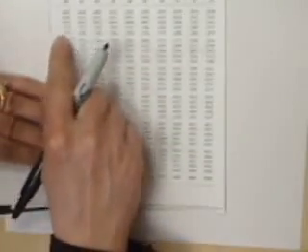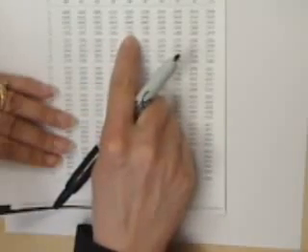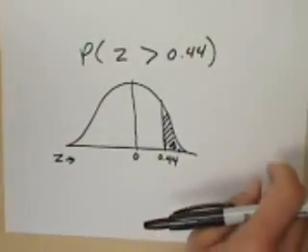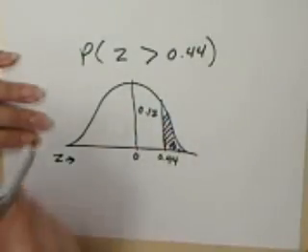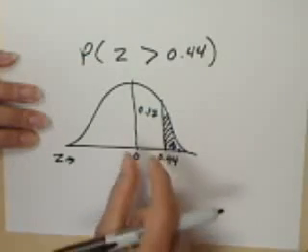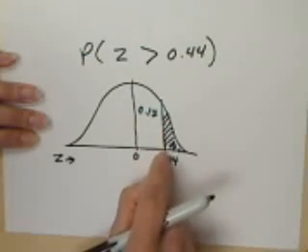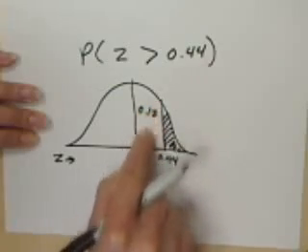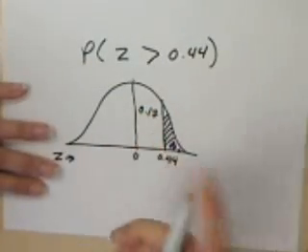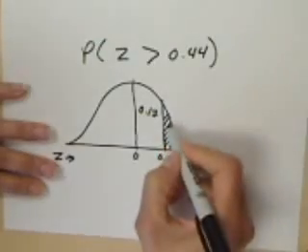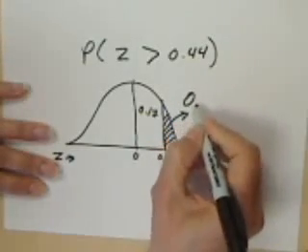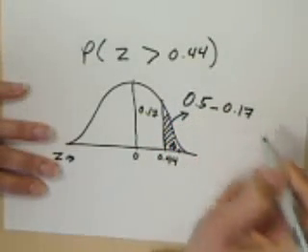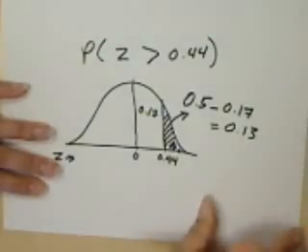0.44 gives us 0.17 as the table entry. So I know this area is 0.17 because any number that I look up in the table is going to be the area between the mean and that z-value that I looked up. So I know this white area is 0.17. But I don't want that. I want this shaded area. Since I know half of the curve is 0.5, to find the shaded area, I can take 0.5, subtract 0.17 from it to get 0.33. And that's that problem.